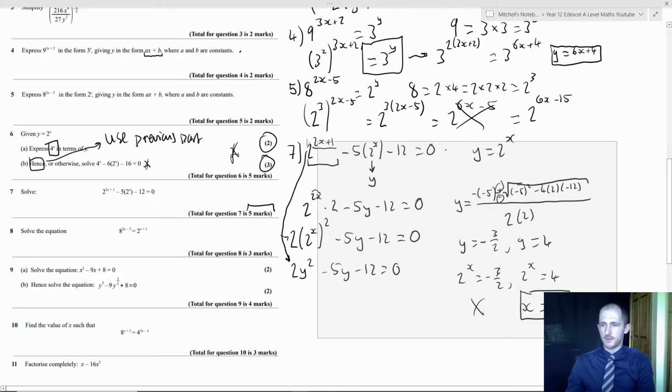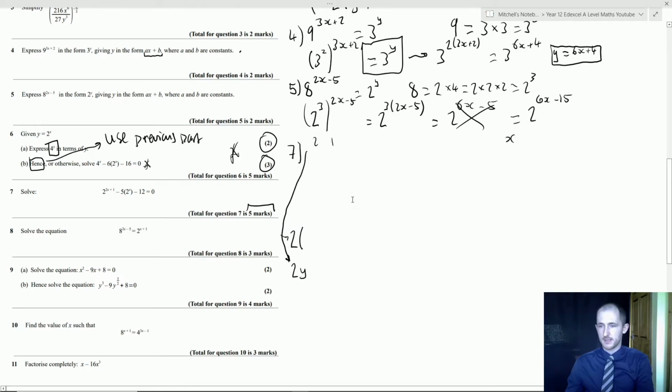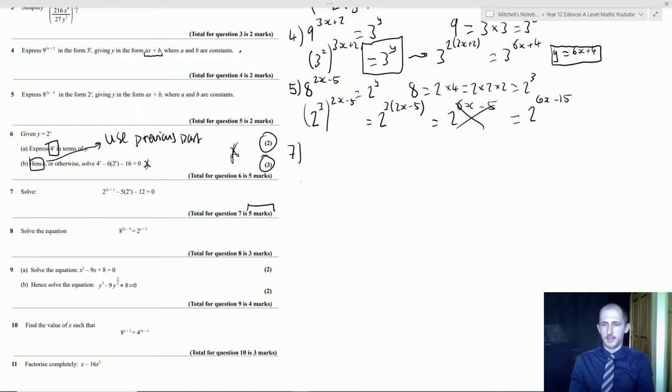So I'm assuming everyone's done with that. It looks like it, judging by the fact no one's commenting that they need it on. Let's do question 8. So solve the equation. The equation looks like this. Okay, so that's the equation.